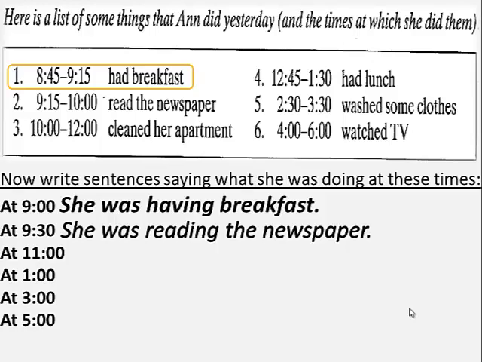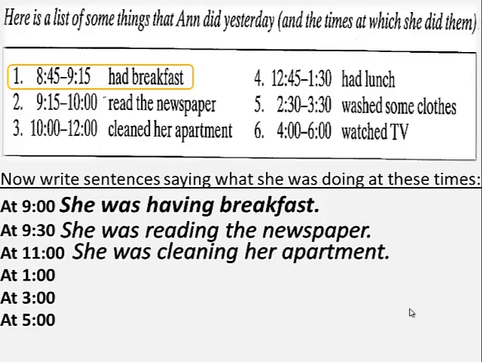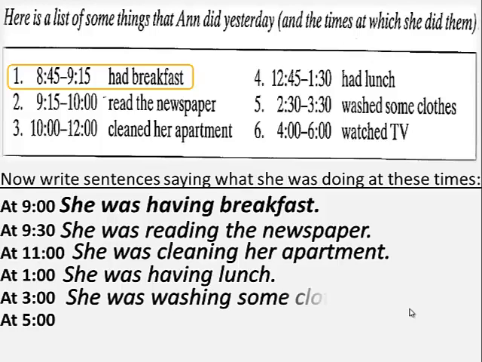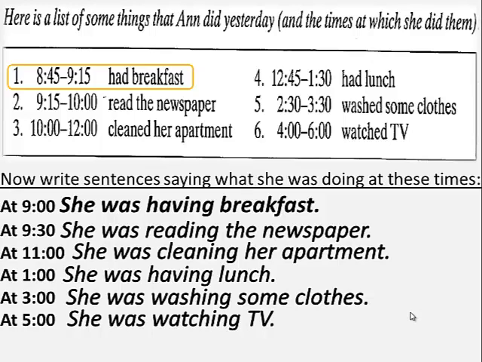What was she doing at 11 o'clock? She was cleaning her apartment. What was she doing at 1 o'clock? She was having lunch. What was she doing at 3 o'clock? At 3 o'clock, she was washing some clothes. How about 5 o'clock? What was she doing at 5 o'clock? Well, at 5 o'clock, she was watching TV.